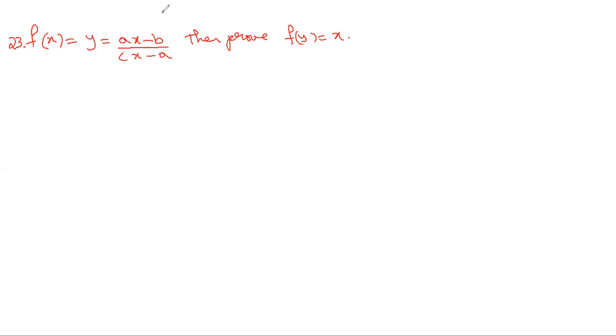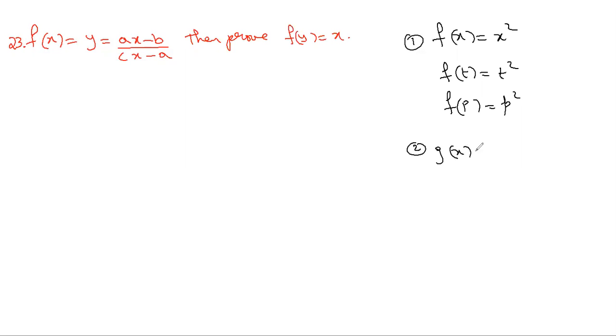So first we need to understand how to apply the definitions. Suppose f of x is equal to x square is the definition. f of t equal to t square. f of p equal to p square. So basically you need to read the definition as f of input is equal to input square. Now suppose g of x equal to 9x cube plus sin x. Then g of t equal to 9t cube plus sin t.